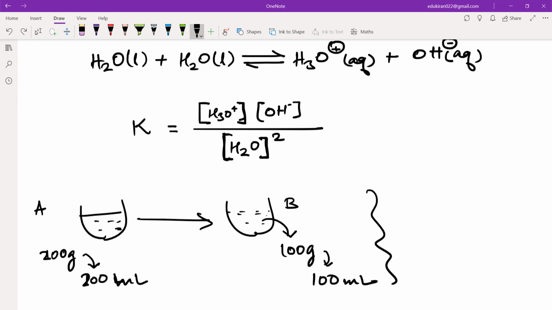The given mass is, initially it was 200 gram, divided by the molar mass, that is 18, divided by 0.2 liters. Yes or no? This is case A. So I can write this as 200 upon 18 into 0.2. This is the given mass, molar mass divided by volume. Given mass by molar mass will give you the number of moles, divided by volume will give you the concentration.